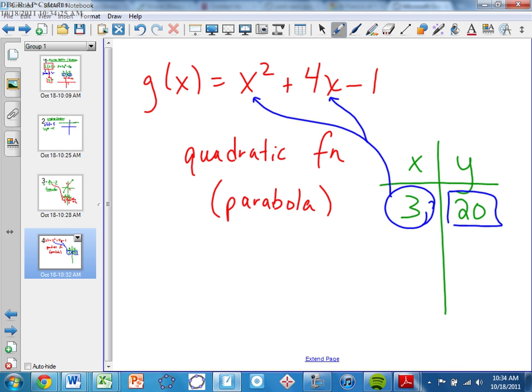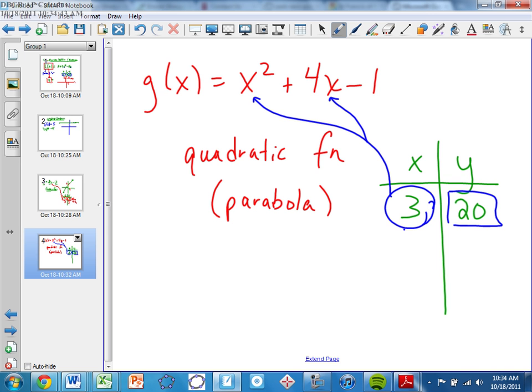Again, the value of the function, or the height of the function, is 20 when x is 3. How did we get this? We took the 3, we plugged it in here, we simplified, and got our answer out. How did you get the 3? I picked the value.